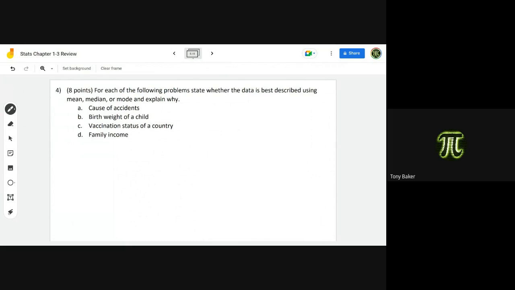It's qualitative. That is the number one reason why you cannot use mean or median. It's not quantitative, it's qualitative. The only one you can use is mode. And also, that's what you'd want to know the most. So in that case, that would be mode. So A is mode, and it is because it is qualitative.